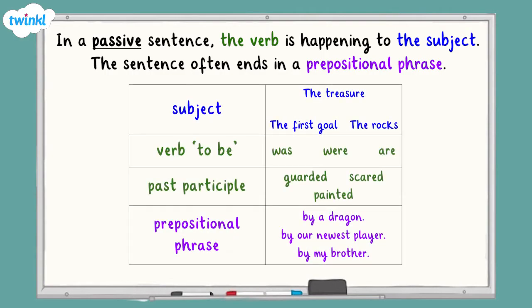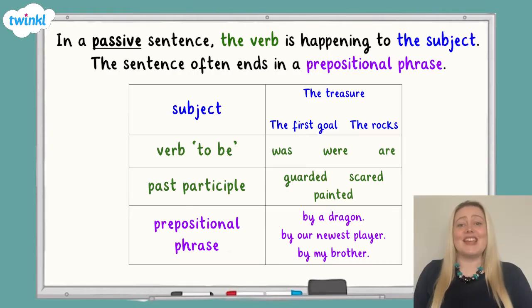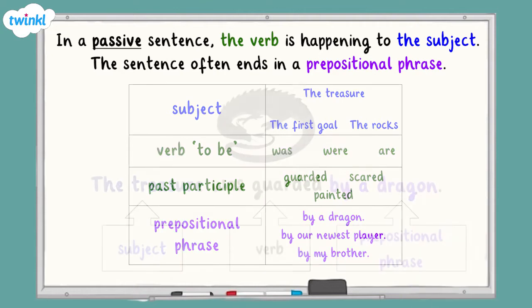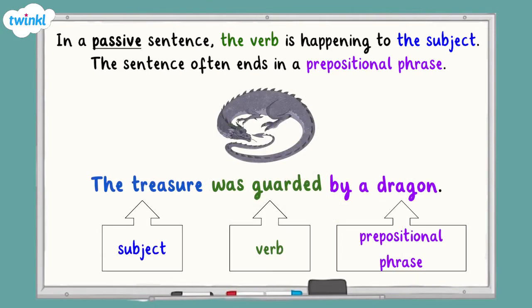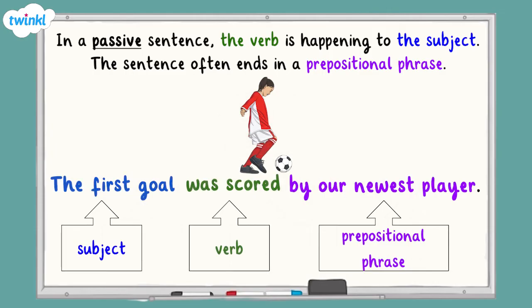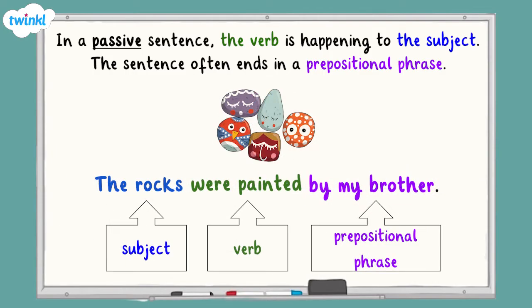The passive voice uses a form of the verb to be and the past participle of the main verb. Often the word by or a similar preposition is added to form a prepositional phrase. This means that if we turn our active sentences into passive sentences, they would now look like this. The treasure was guarded by a dragon. The first goal was scored by our newest player. The rocks were painted by my brother.